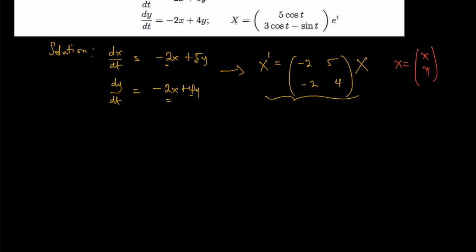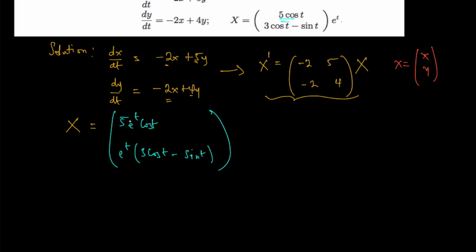So what I want to do is verify that x given by this, now the x we're given is x equals, maybe I should use a different color for that. So we have 5 cosine of t times e to the power t. That's going to give us 5 e to the power t cosine of t. And then we have e to the power t times 3 cosine of t minus sine of t. So this is what we have here.